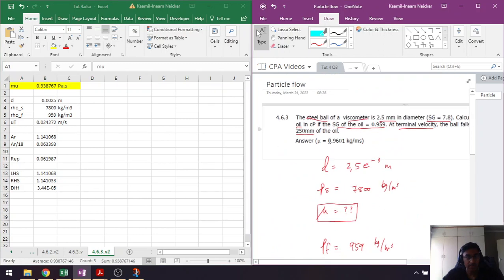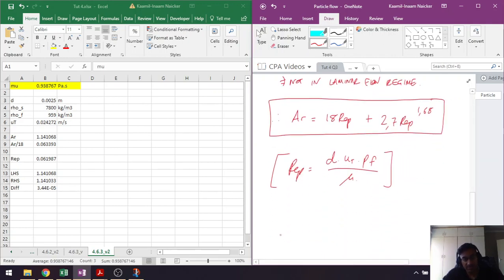Let's go up, and you can see the difference is pretty close to 0. And so my final answer is that mu is equal to 0.939 pascal seconds. All right, I hope you found this helpful.